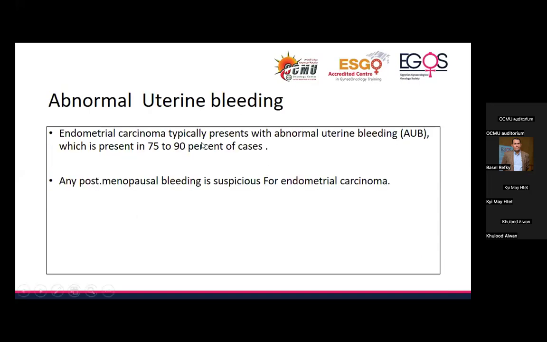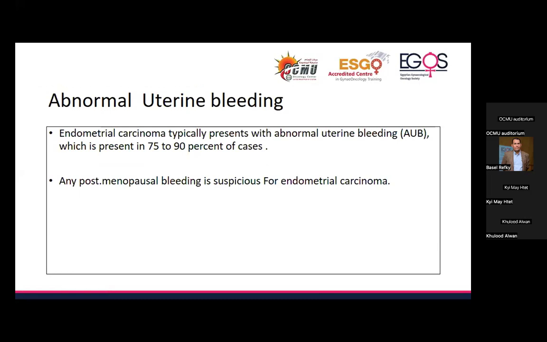Abnormal uterine bleeding. Endometrial carcinoma typically presents with abnormal uterine bleeding, present in 55 to 90% of cases. And we should consider any postmenopausal bleeding suspicious for endometrial cancer. So, this is something that we consider very good and very bad at the same time.